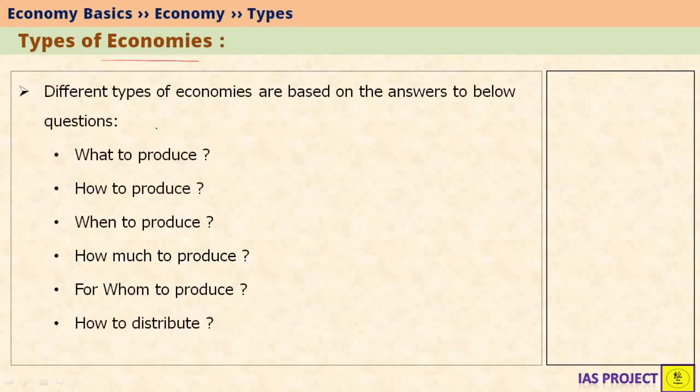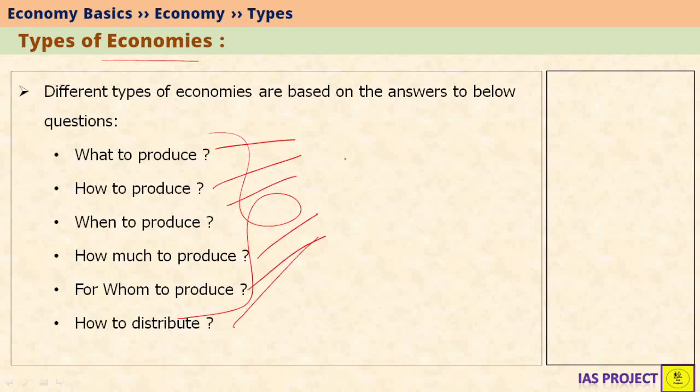In order to understand the types of economies, let us put some questions first. What to produce in an economy? How to produce it? When to produce? How much to produce? For whom to produce? And how to distribute the product that is produced? Depending on the answers we give to these questions, we can sort what type of economy it is. If all these questions are answered by the market, where there is decision making by sellers as well as buyers, then it is called a market economy.